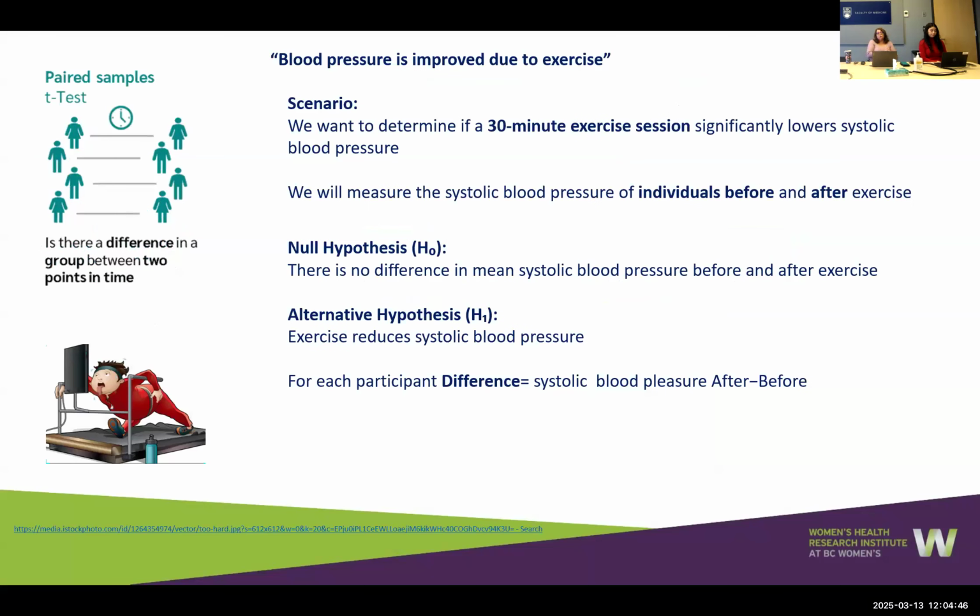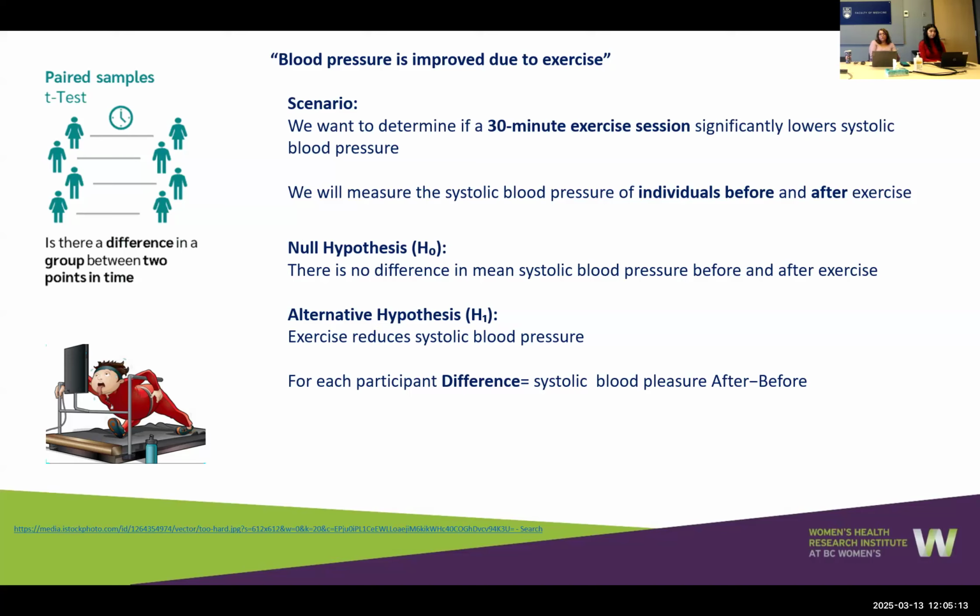So now we're going to do a paired test, or dependent. So basically, this is a classical case where we measure something before and after. So here we can ask the question, is blood pressure improved due to exercise? So we have a group of people and we want to determine if they exercise for at least 30 minutes a day, if their systolic blood pressure will be lower because of the exercise.